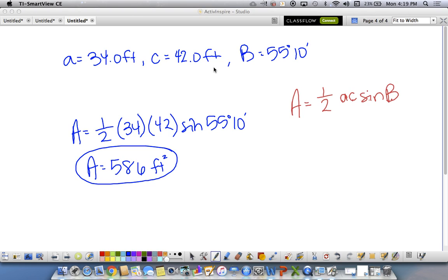The last one is using Heron's formula. That is if you're given three sides: side, side, side. So let's just do the last one we did. A was 4, B was 5, and C was 8. Can you find the area?